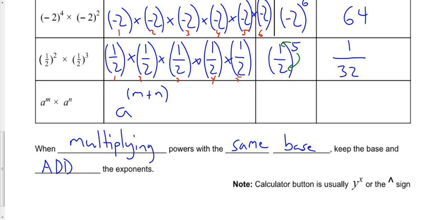Again, I mentioned to you that on your calculator, some calculators have the exponent button as y to the x or x to the y, and others have it like this upside down V symbol. Both will work just fine.